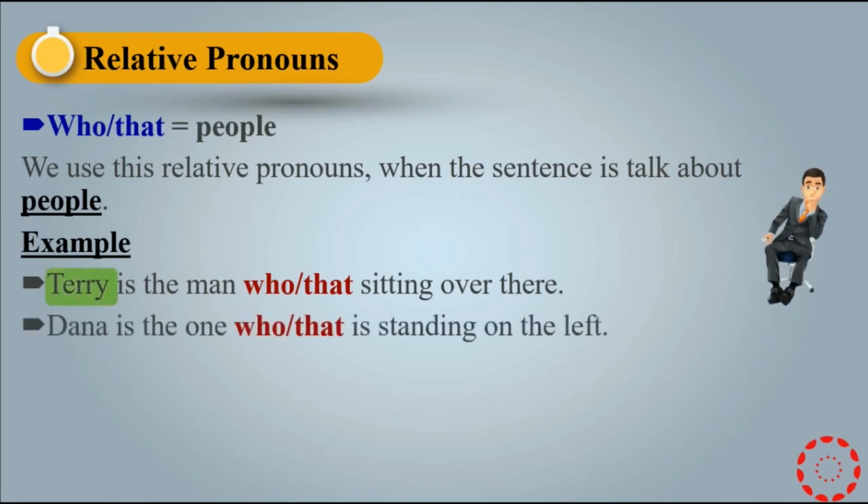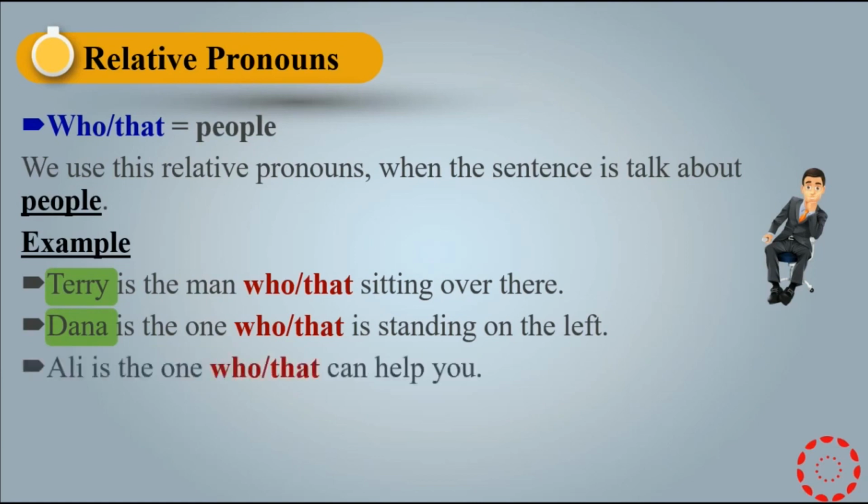Dana is the one dash standing on the left. As you see, Dana also is a person, related to someone, some people, or a man. That's why I am using who or that: Dana is the one who or that is standing on the left. Both of them are correct. Ali is the one who can help you, or we can say Ali is the one that can help you.